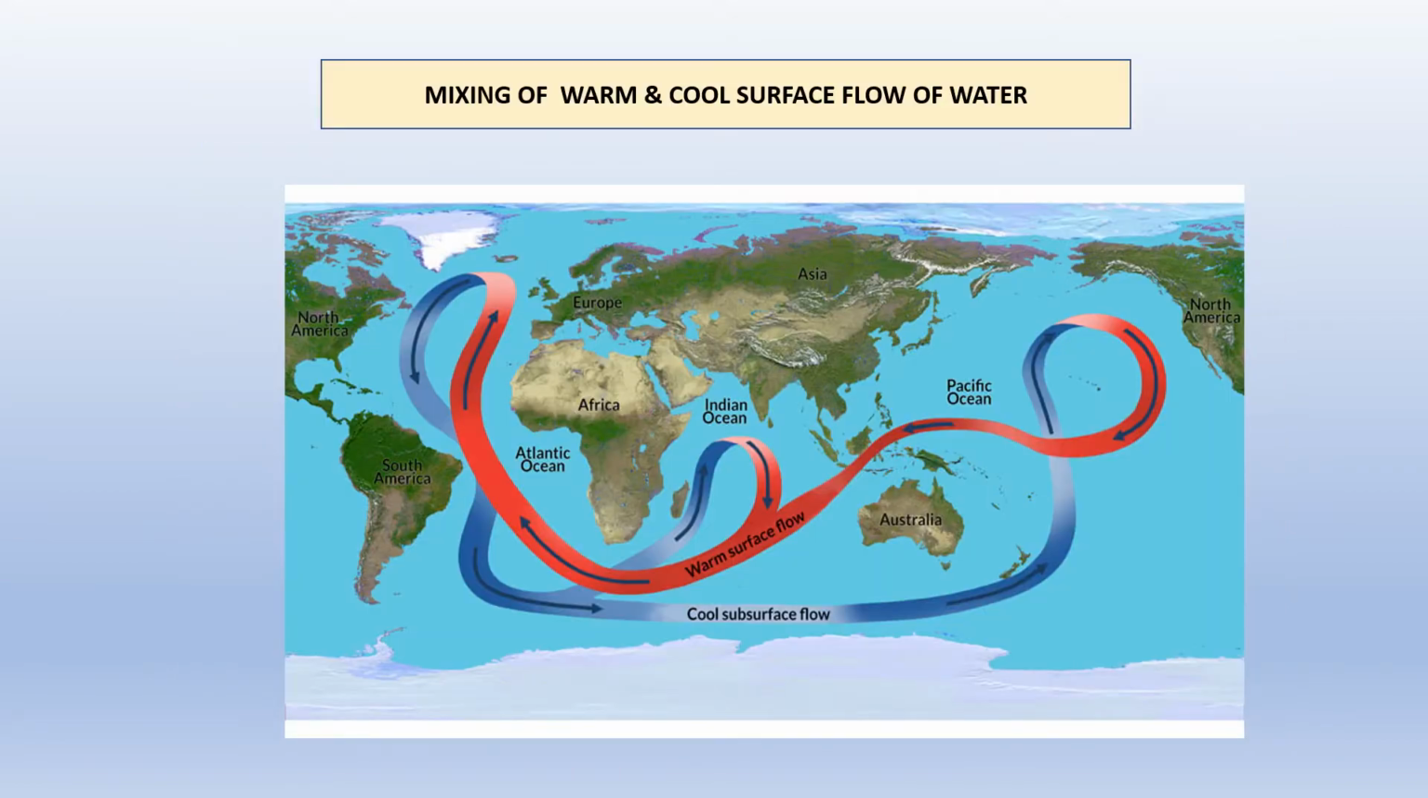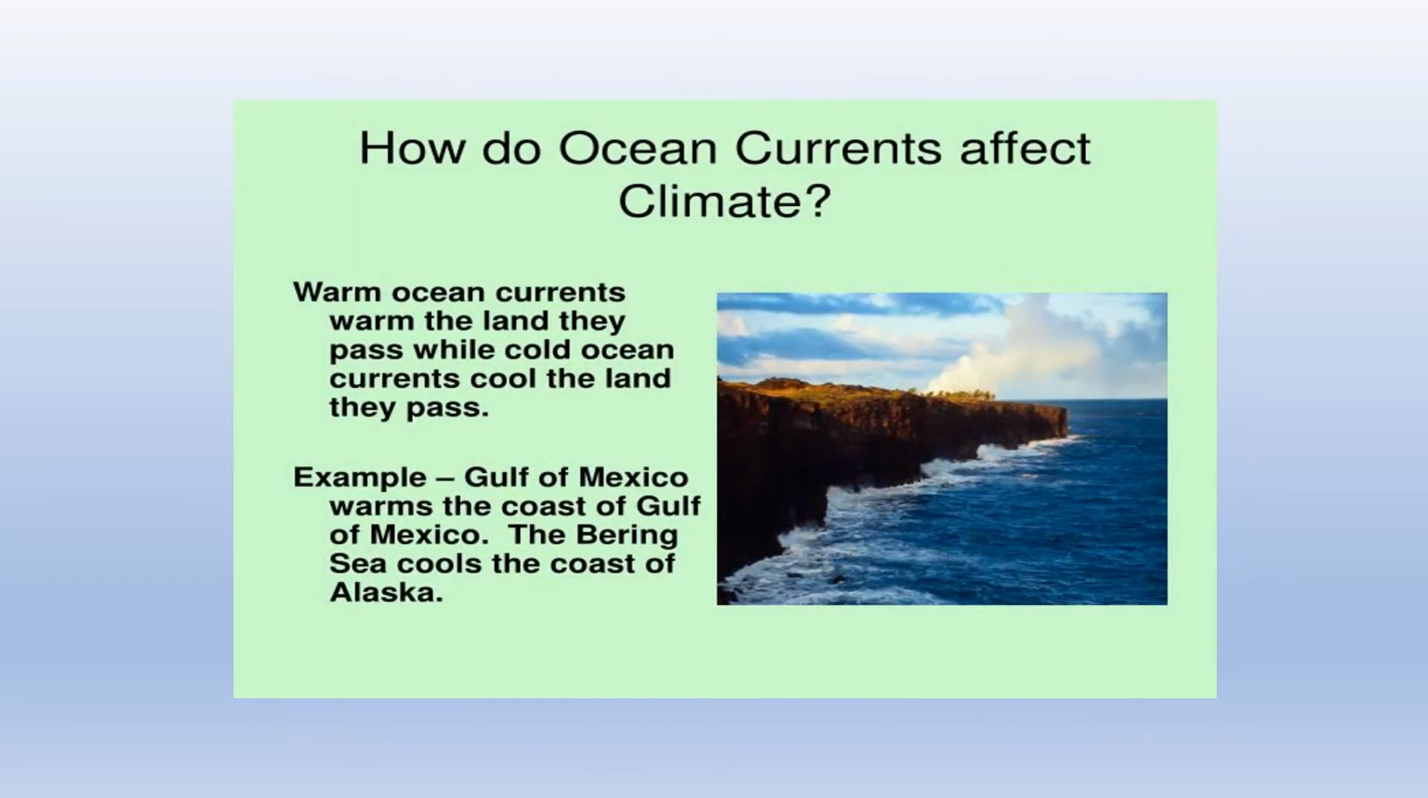Mixing of cool and warm water again. The warm water is in surface flow, whereas cool water is denser and heavier, so we find it at a greater depth. But these lead to the mixing of water. They are dominated by different forces and affected by the rotation of the earth. The most important factor affected by ocean currents is that they influence the climate. They change the climate of the region.